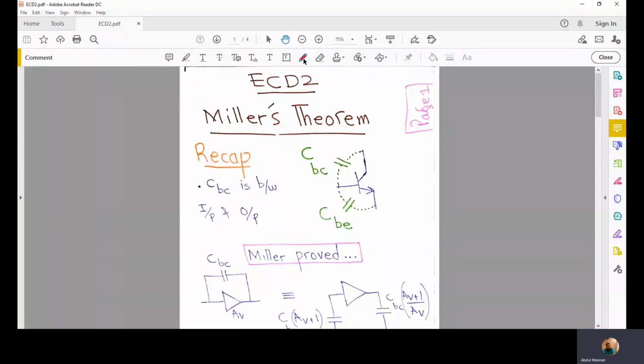To the second lecture on ECD. In this lecture, we'll study Miller's theorem. In the last lecture, lecture number 1, we studied that a BJT transistor has two junction capacitances.